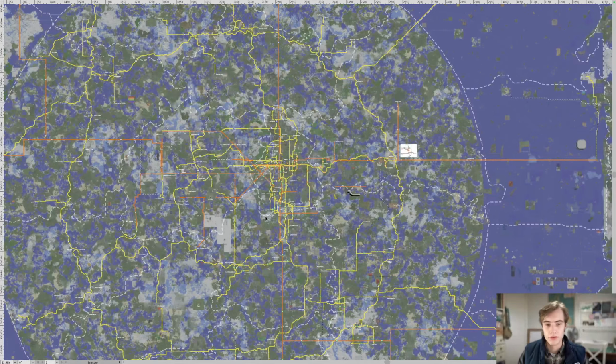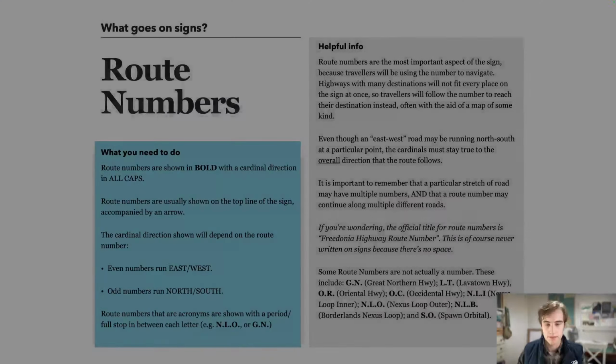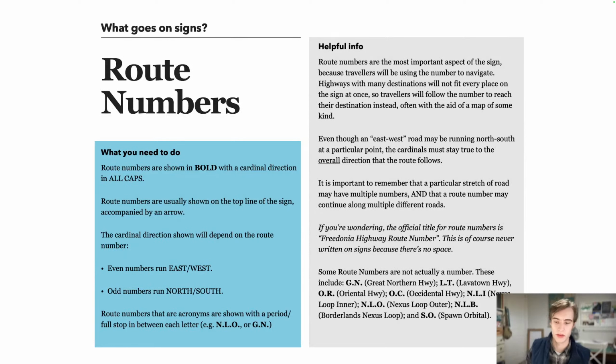Again, that's not really important for signage purposes. It's just an idea of how route numbers are created. Anyway, the most important thing about those is that we show them in bold at the top of the sign, and the cardinal direction is in all caps next to it. So we don't ever just leave a route number on its own, and we don't ever put a destination next to a route number. It has to be the number and the cardinal direction and an arrow, usually.